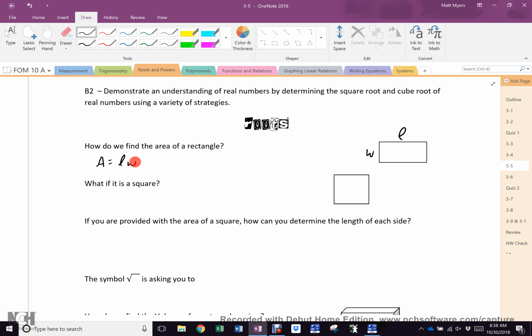If I know the area and the length, can I find the width? Yes, how? Division, algebra, right? If I know the area and the width, can I find the length?